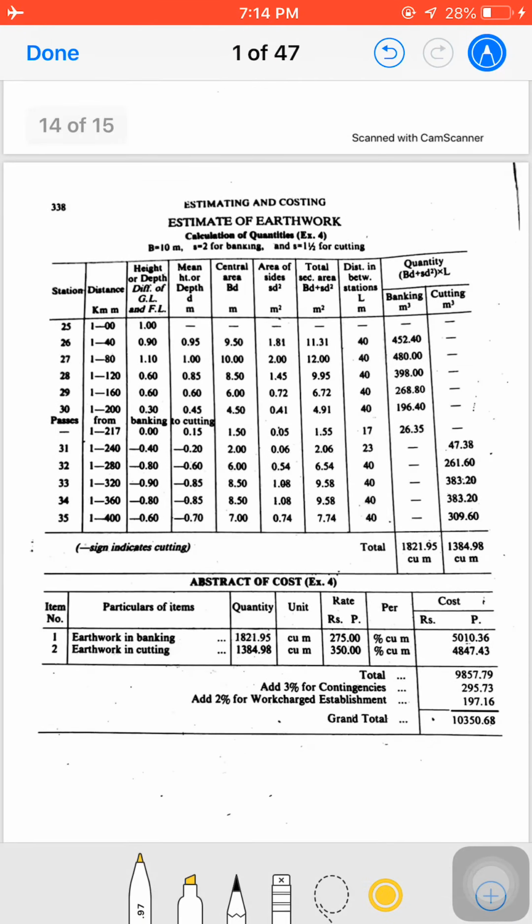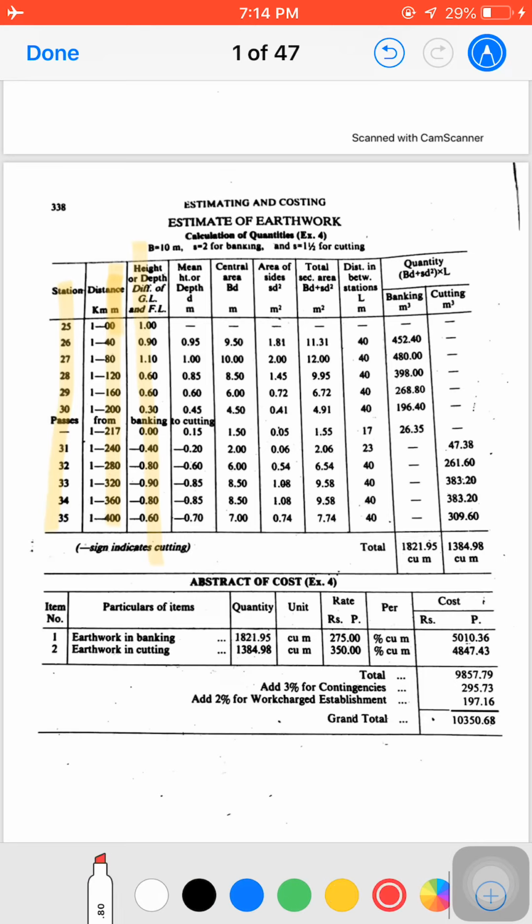Next, again similarly, we need to plot the table. First is the stations. Similarly, next is the distances. Next is the height or depth, that is the difference of ground level and the formation level. Here you can see at 30th it passes from banking to cutting, so after 1200, you have to consider 0 depth.